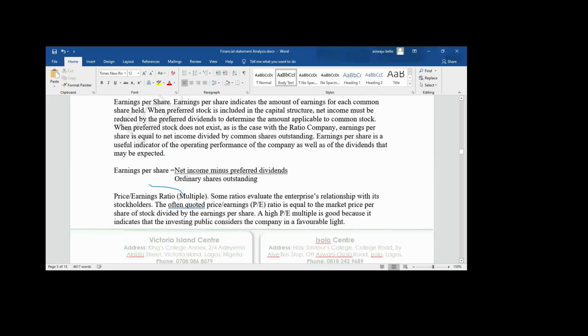Number 2, the price earning ratio. Our price earning ratio shows the relationship between the market price of a share and the earnings per share, calculated as market price divided by the earnings per share.